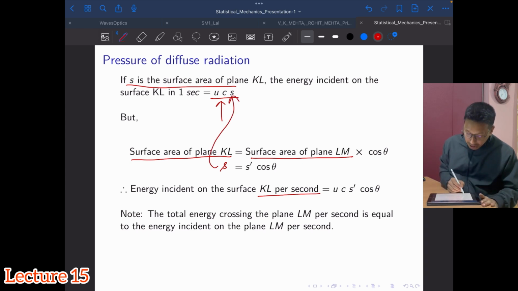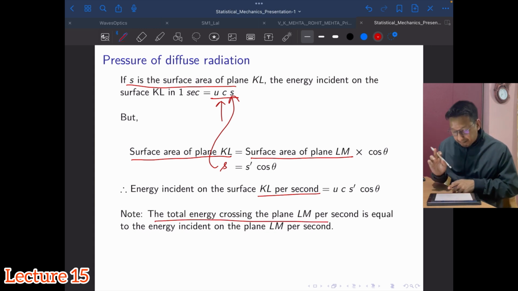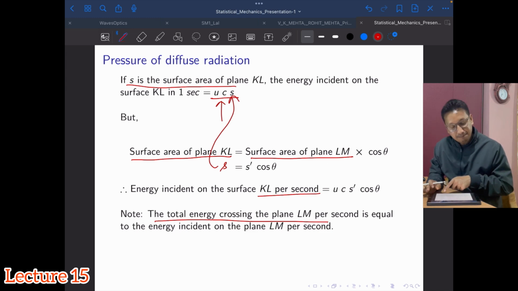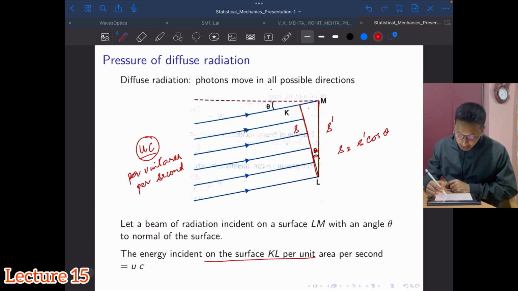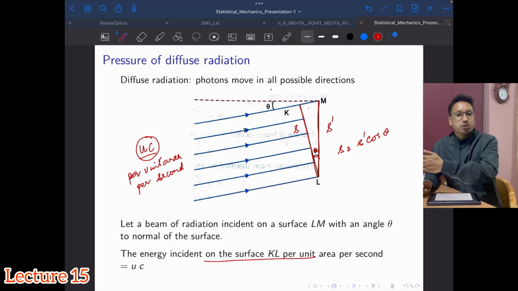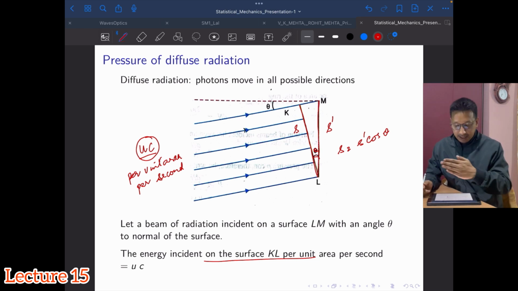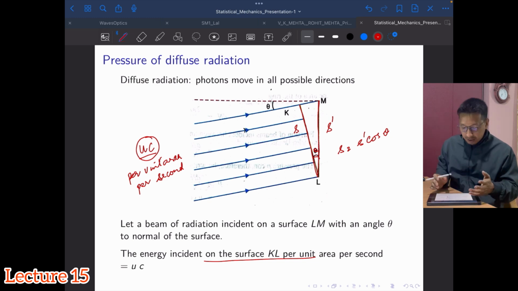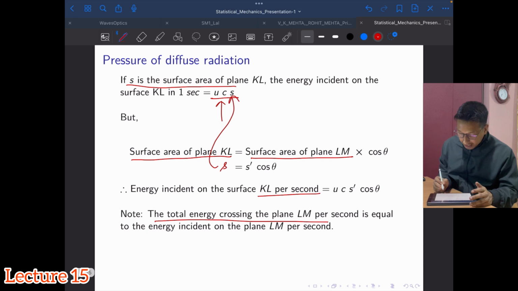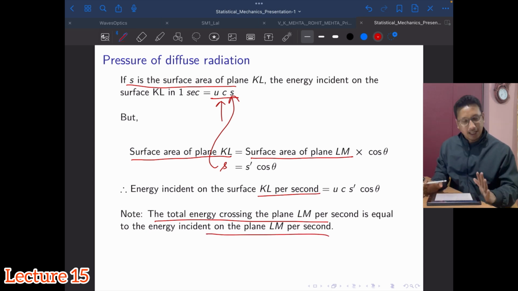So now the note we have to make is that the total energy crossing the plane LM per second is equal to the energy incident on the plane LM per second. The idea is, whatever energy is crossing through this surface, the beam of radiation passing through it, that much energy is being incident on that same surface. And that is happening per second, so here we are considering everything per second.